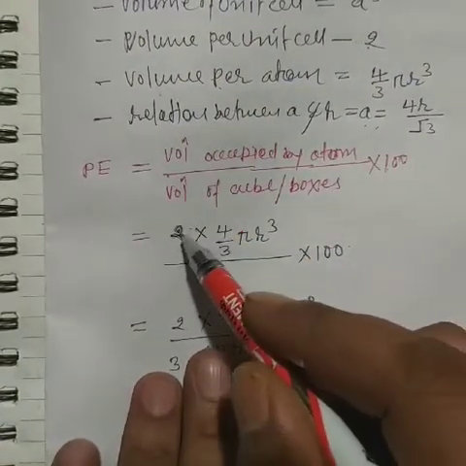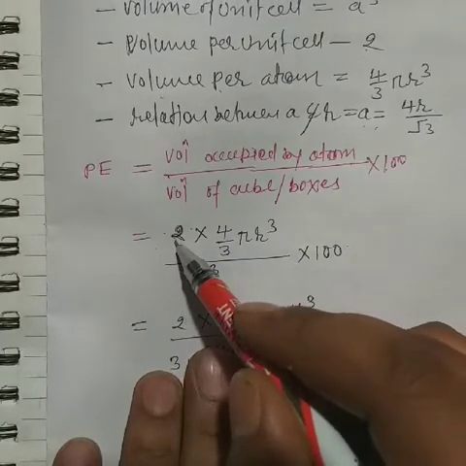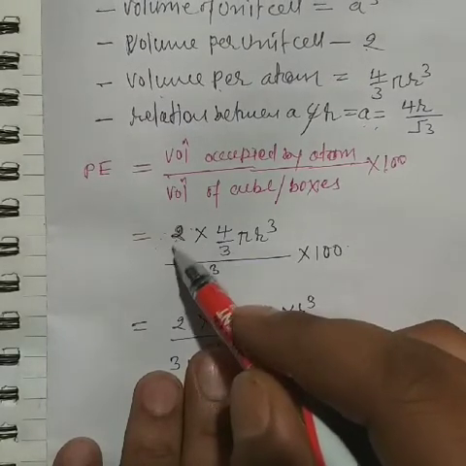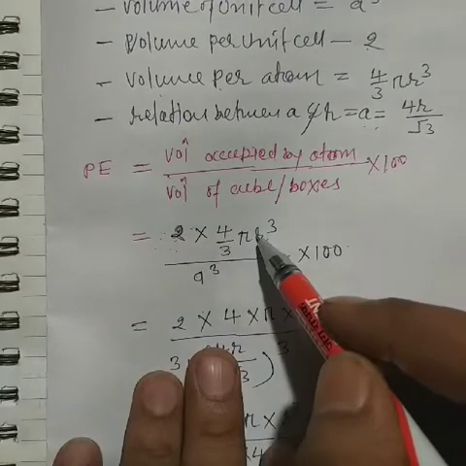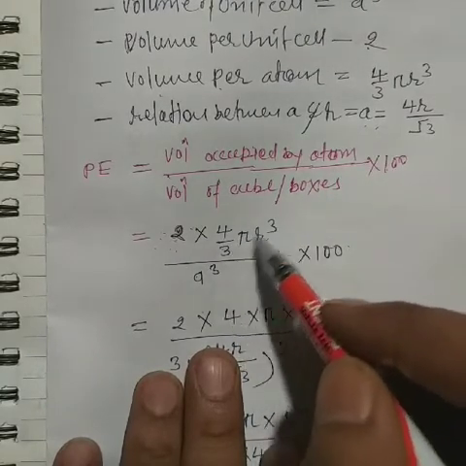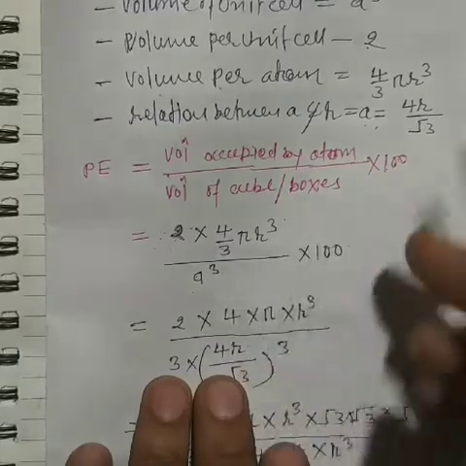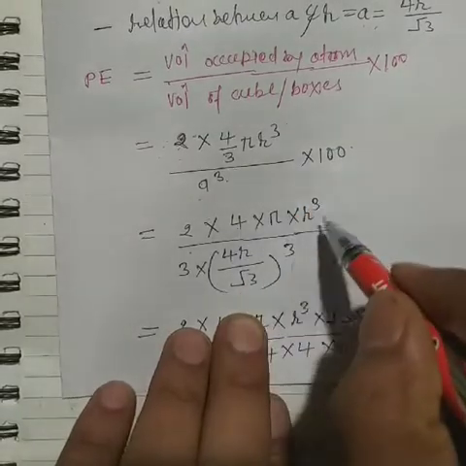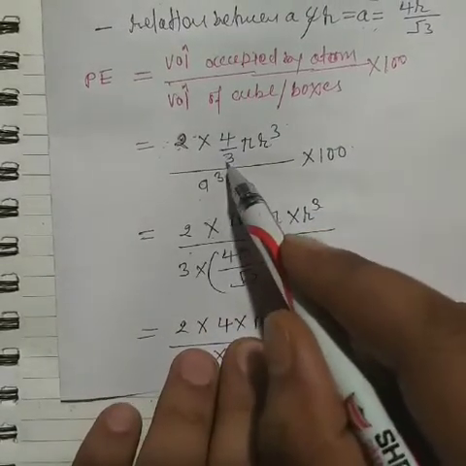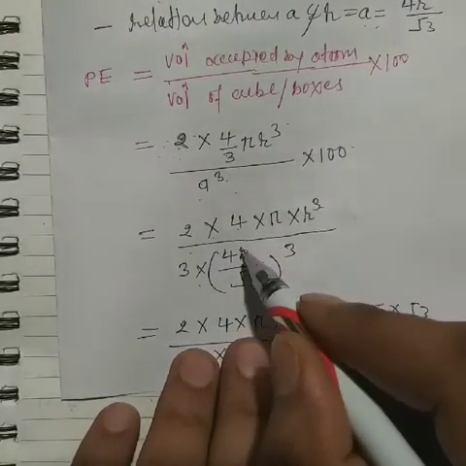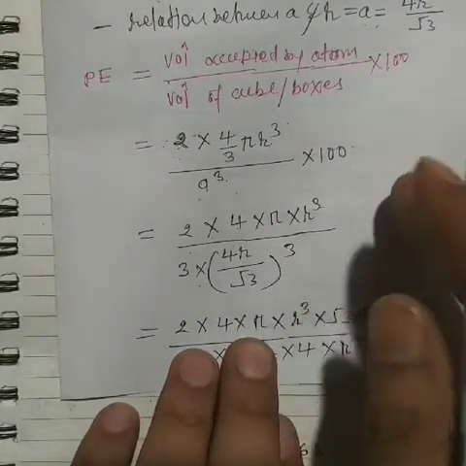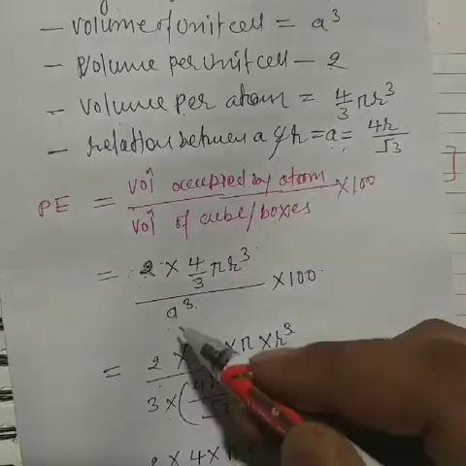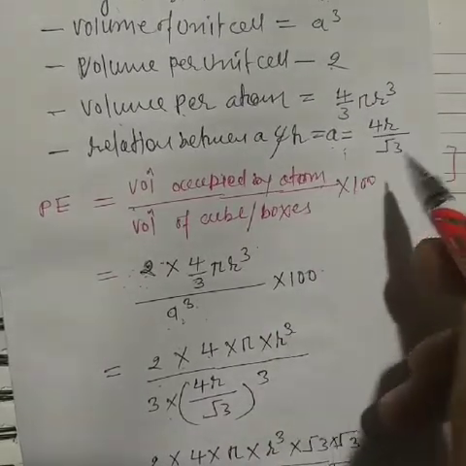Now here we put in the value. Similarly to SCC where we put 1, here it is BCC, so BCC's rank is 2. BCC's rank is 2 into 1 atom's volume. So put the value 4 by 3 pi r cube by A cube into 100. Now here it is very simple: 2 into 4 into pi into r cube. Now this 3 comes here, so 3 into A cube. Now A's value is 4r upon under root 3.